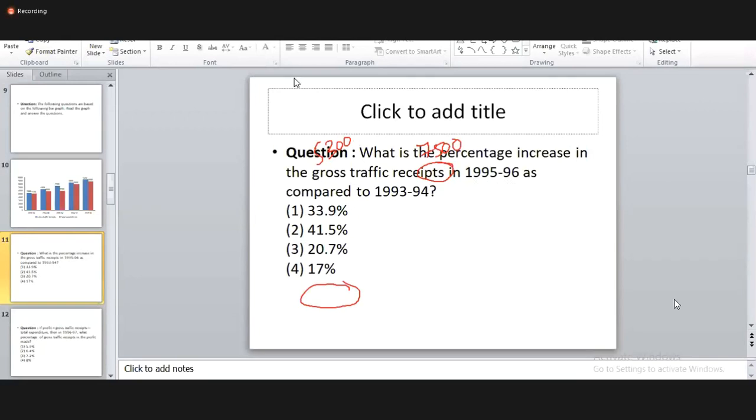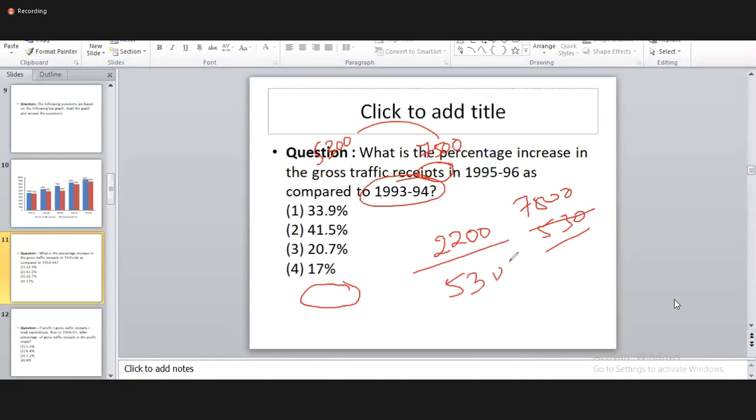Tell me. So here you need to understand the increment is what here? 2,200. But the point is, this 2,200 in the numerator, what will come in the denominator? Is it 7,500 or is it 5,300? That's where your logic will be there. You are going to compare it with what? 1993 to 1994, which is 53 into 100. Yes or no? So two zeros cancel.